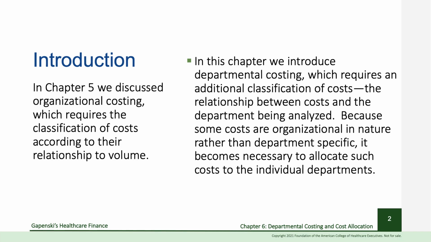In this chapter, we introduce what is called departmental costing. Now, that is a different classification of cost because in this, we are trying to analyze the relationship between cost and department. Some costs are organizational in nature and are incurred at the level of the organization, but there are other costs that are at the department level. So it becomes necessary to allocate such costs to the individual departments.